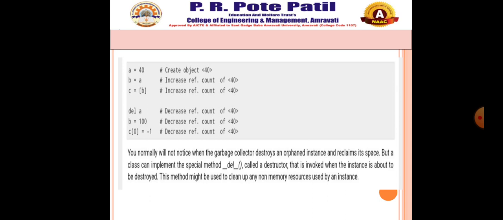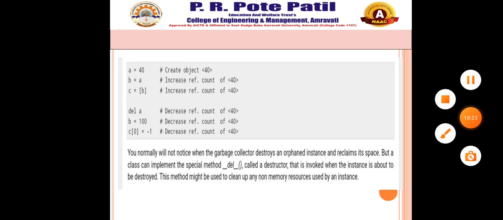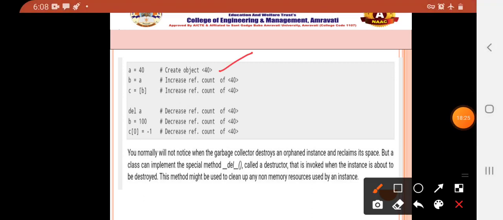Next, see here. So a equal to 40, so create object 40. तो हमने यहाँ पे एक ऑब्जेक्ट को क्रिएट किया है। ओके, देन b equal to a, तो b को मैंने a का रेफरेंस असाइन किया। ओके, सो a equal to 40 तो हो गया, लेकिन b equal to a मैंने दिया है। सो a का रेफरेंस किसको गया अभी, b को.